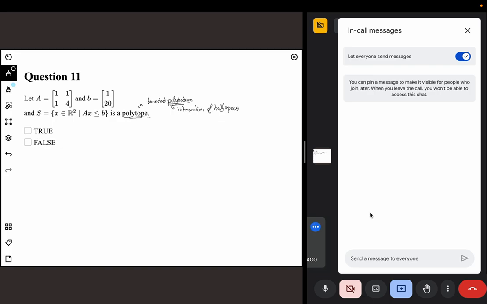So here, is this a polytope with this A and B? If you write this separately, the first one will be x plus y less than or equal to 1, and then I have x plus 4y less than or equal to 1. So this is one half space, this is the second half space. And when I write this as Ax less than or equal to b, both of these have to be satisfied. So this is the intersection of two half spaces. That will be a polyhedron. All I want to check now is whether it is bounded or not.